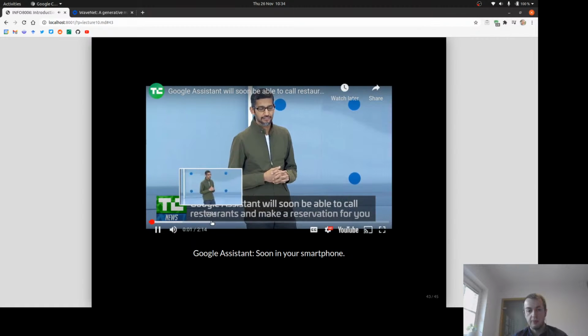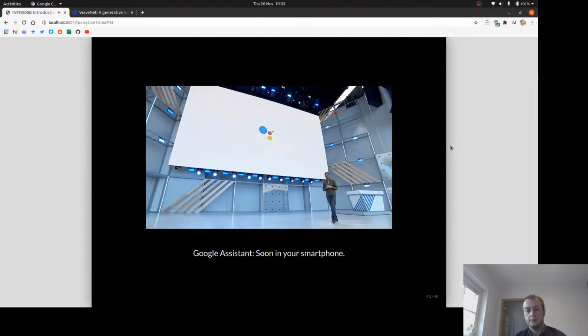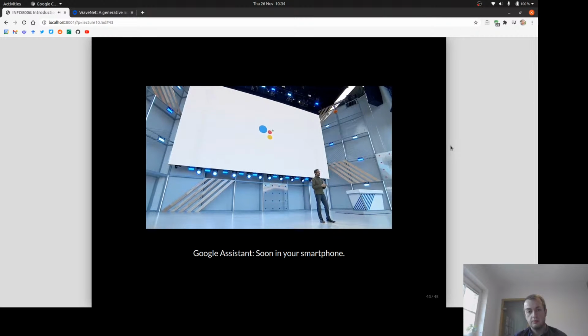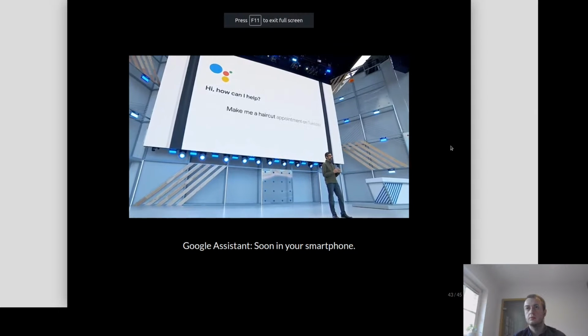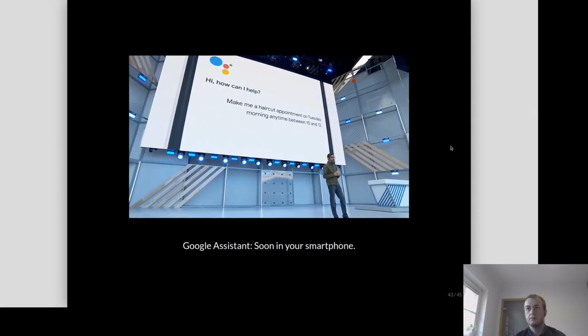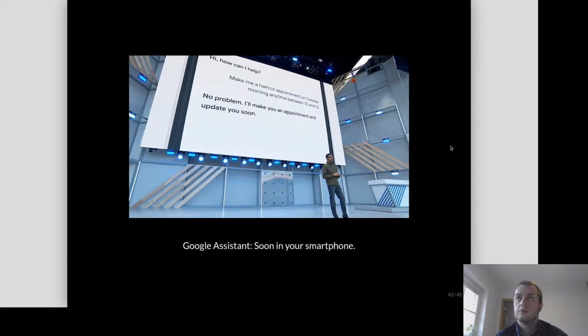As I said earlier, our vision for us, we think AI can help with this problem. So let's go back to this example. Let's say you want to ask Google to make you a haircut appointment on Tuesday between 10 and noon. What happens is the Google Assistant makes the call seamlessly in the background for you. So what you're going to hear is the Google Assistant actually calling a real salon to schedule the appointment for you. Let's listen.